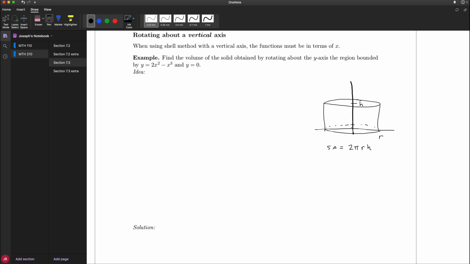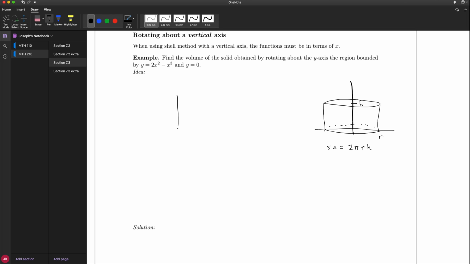And where that comes from is the circumference of the circle that forms the base, which is 2 pi r, and then you multiply by the height. That'll give you the surface area. So let's come over here and look at the picture that we're going to have.